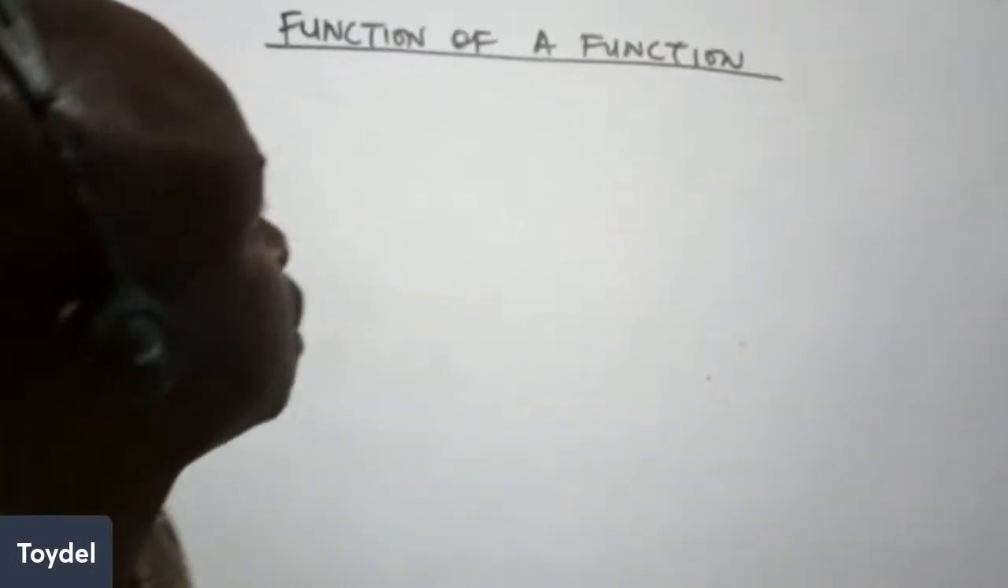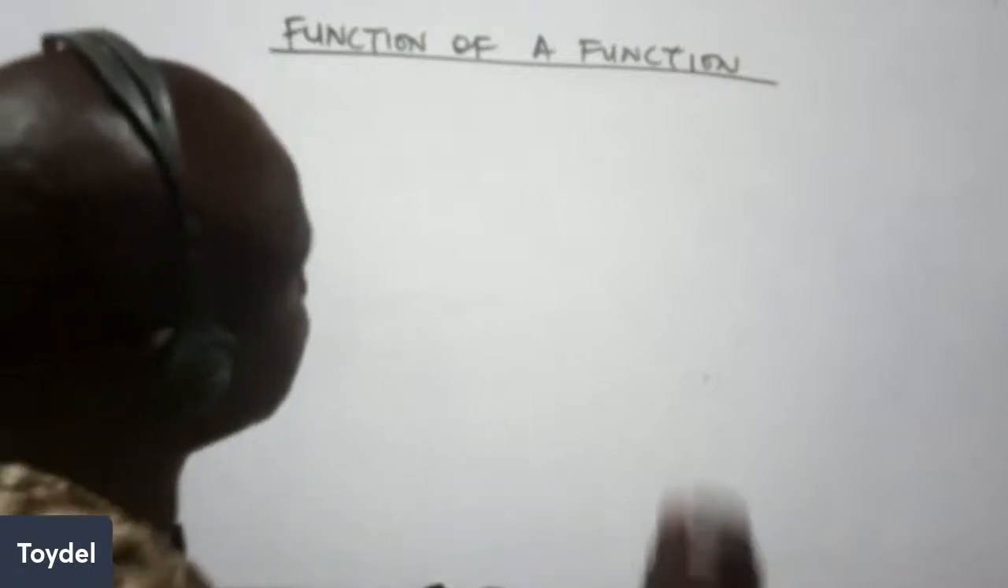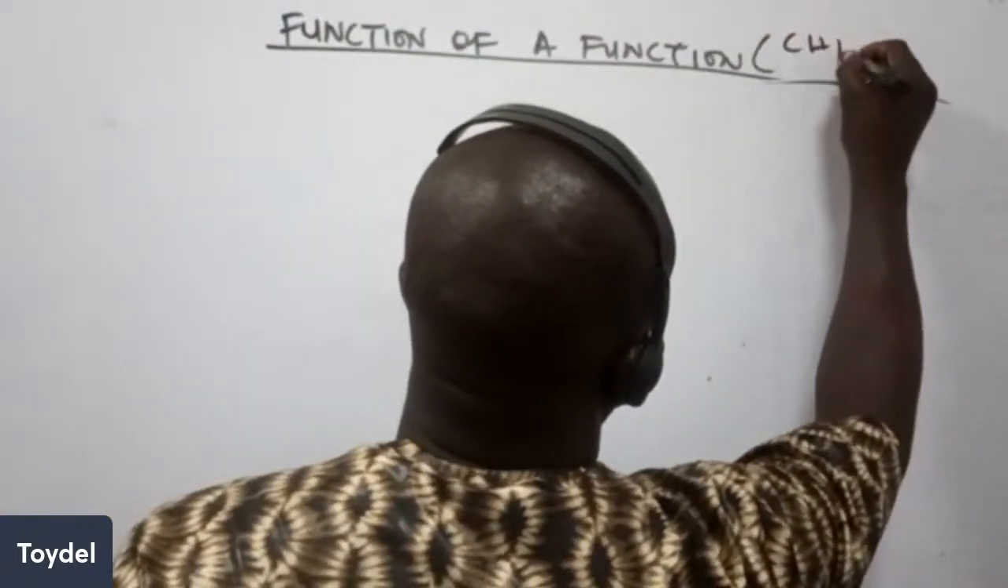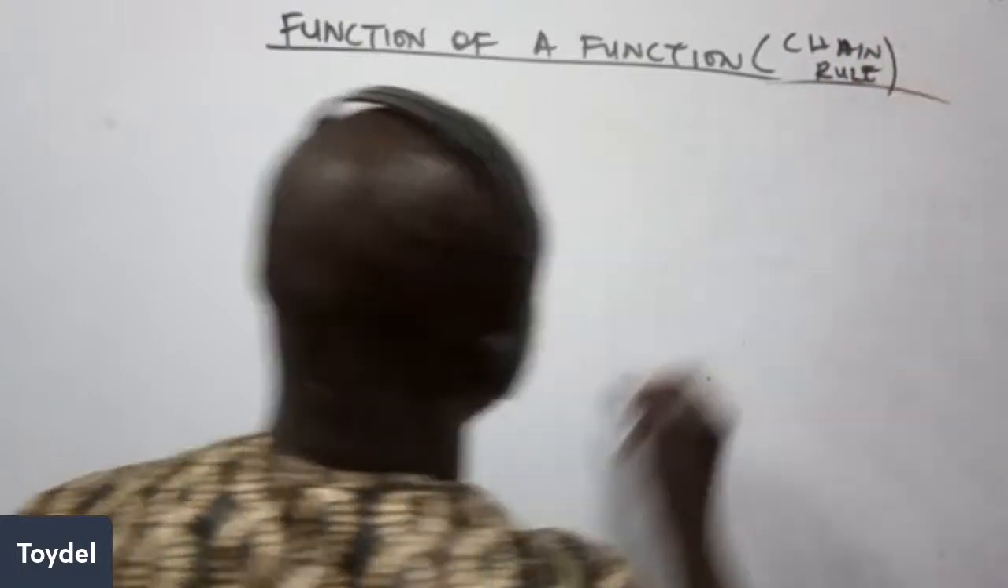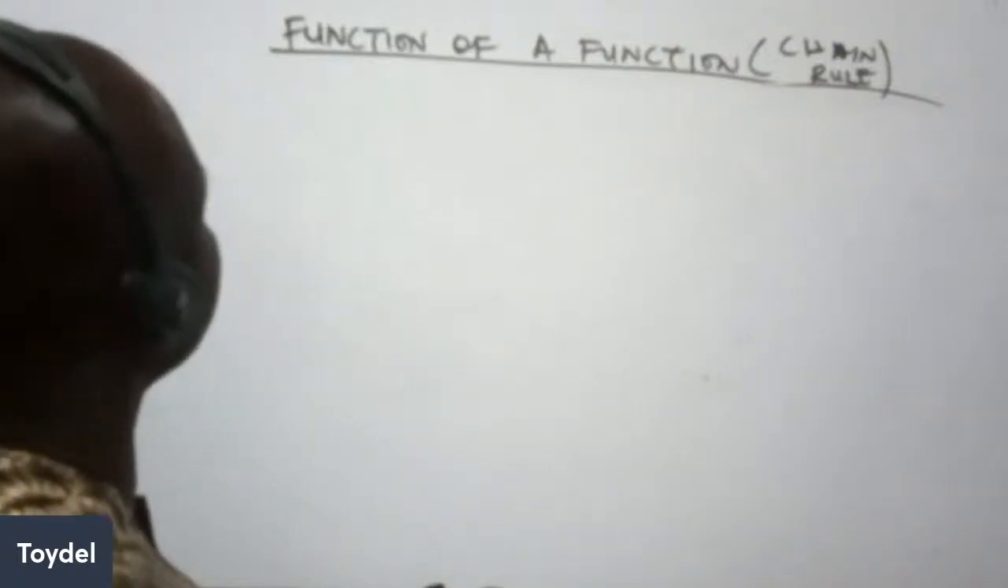So today we want to look at a function of a function, which is otherwise known as the chain rule. Is it called function of a function or chain rule? You can call it function of a function or chain rule.